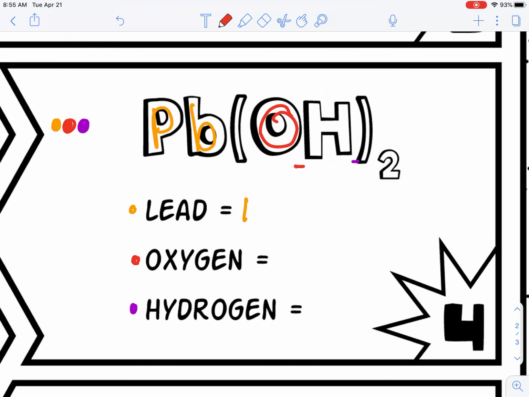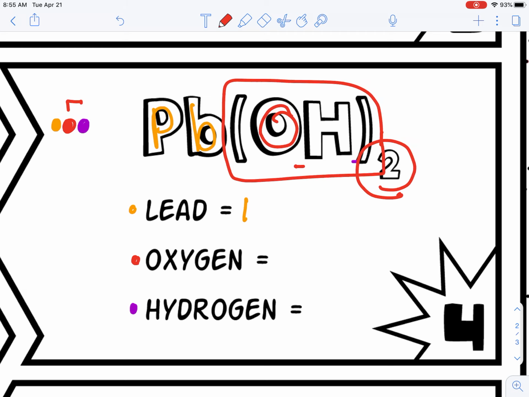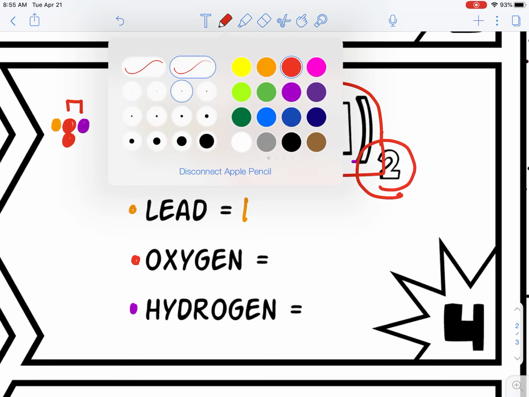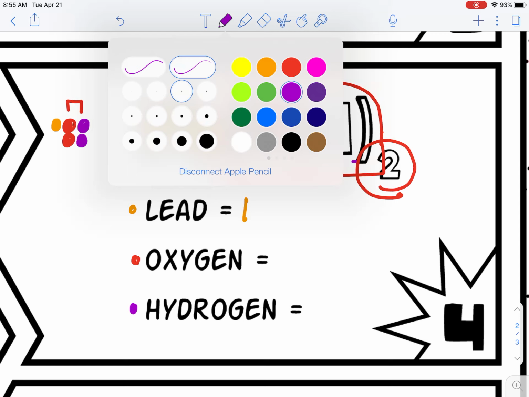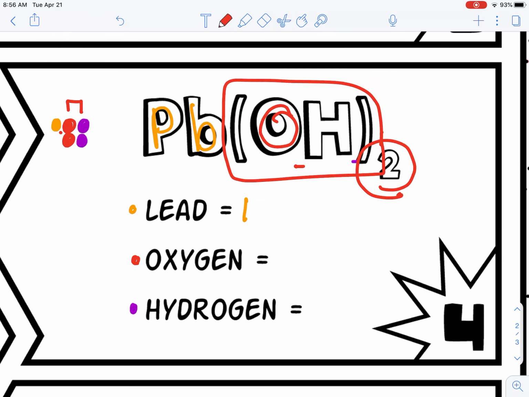But if I go back and look at this, I had a 2 outside my parentheses, and that 2 goes with everything inside my parentheses. So it goes with my oxygen and my hydrogen. So I'm going to draw 1 more oxygen and 1 more hydrogen. So now if I look here, I have 1, 2 oxygens, and I have 1, 2 hydrogens.